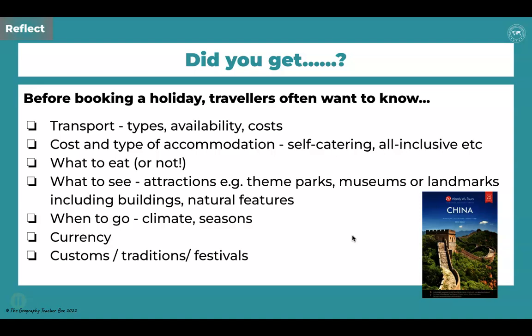So there's a whole variety of things that travellers often want to know when they're booking a holiday or a visit somewhere. So I want you to bear that in mind because you're going to try and plan a tour of China, and those are the sorts of things you're going to have to consider.